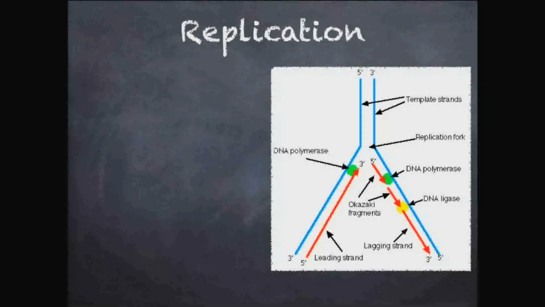And that means they basically have to replicate. They have to double everything in the cell. And it's a very specific process, and it's called replication. So replication is the process of taking DNA and copying it, so you have two copies so that each daughter cell can have it.